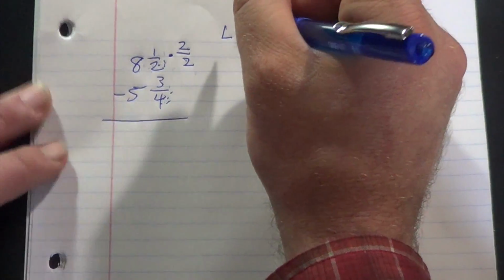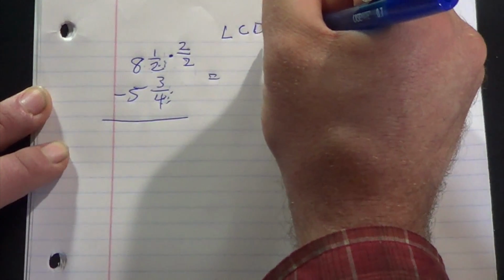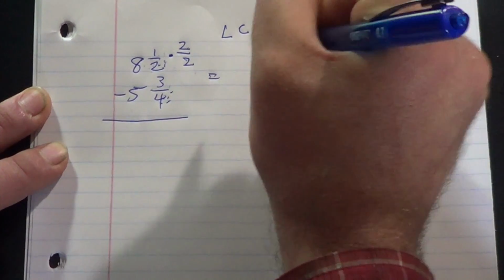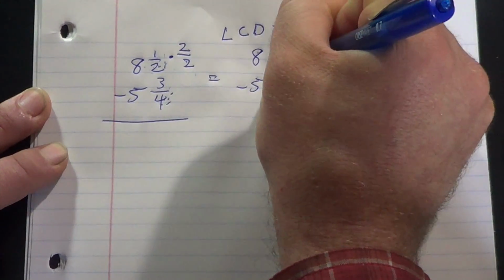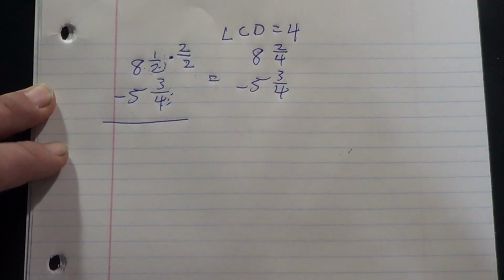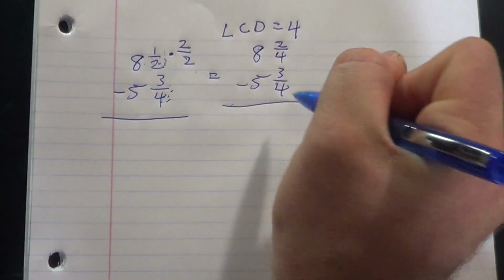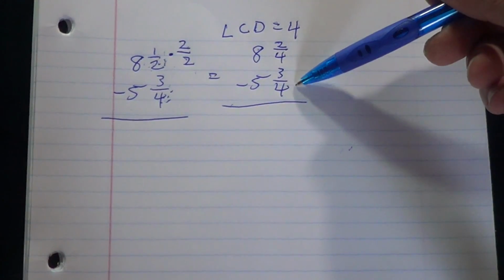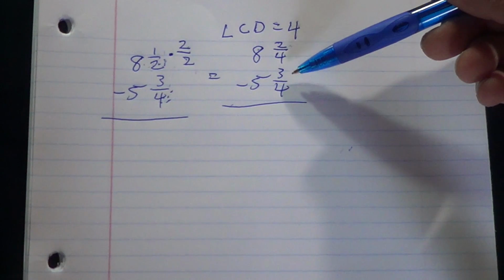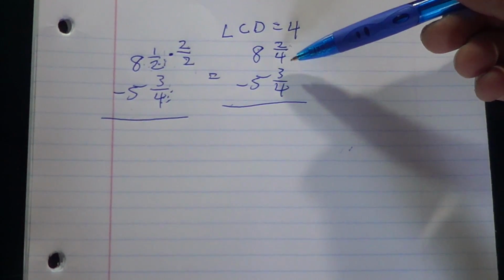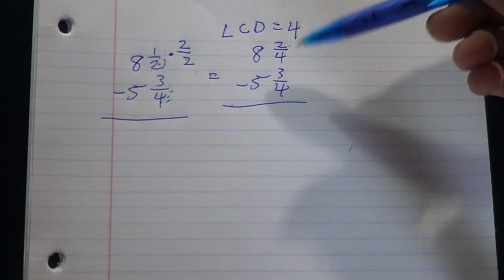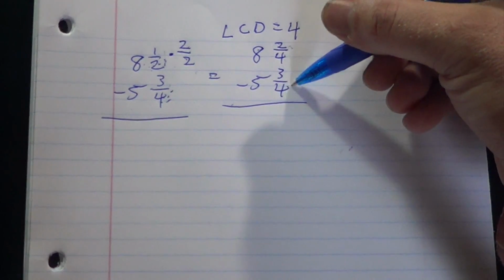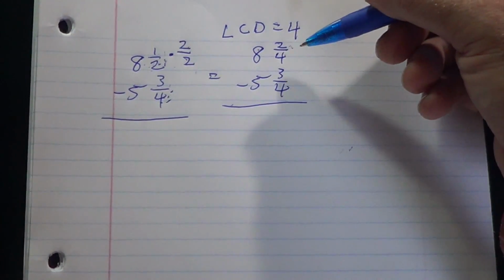So we're going to rewrite this now. This implies that 8 and 2/4 minus a 5 and 3/4. Okay, so once we have that determined, now the next part of this problem is we're going to want to look at these fractions again. And if we notice 2/4 minus 3/4, that's going to be a negative 1/4. However, we want a positive number when we subtract this and this. It's going to have to equal a positive number.